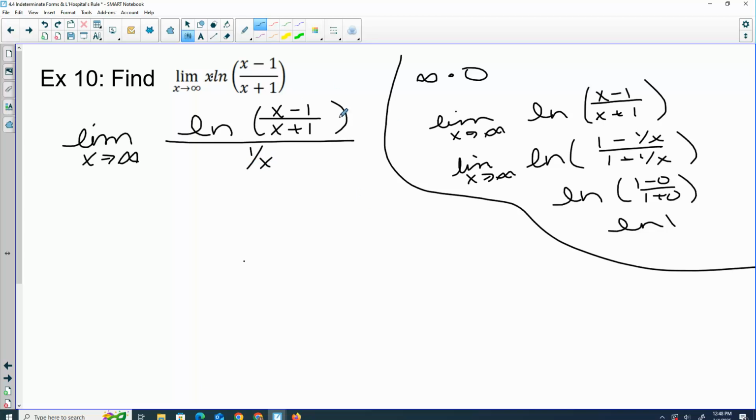How would I move the x to the bottom? 1 over x times is fine. Okay. So the top is approaching 0. 1 over infinity is approaching 0. So now it is 0 over 0, which means L'Hopital's.